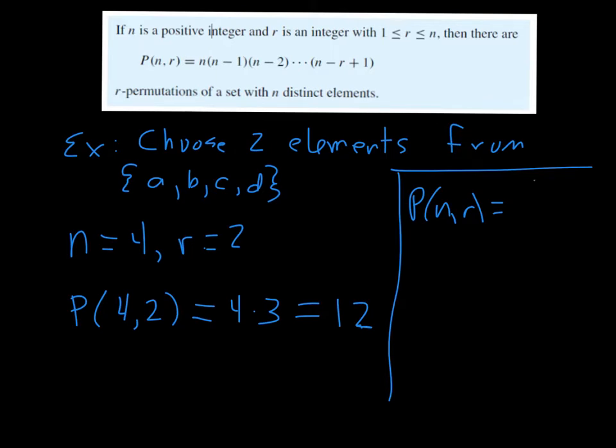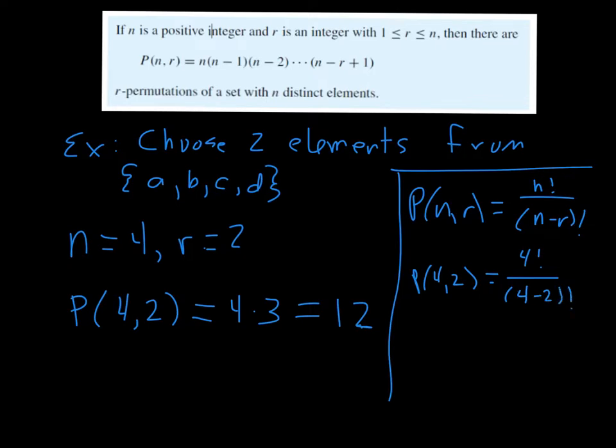It is n factorial divided by n minus r factorial. Okay, so if I want to use this formula, I would have permutations of 4 objects taken 2 at a time. I have 4 factorial over 4 minus 2 factorial.